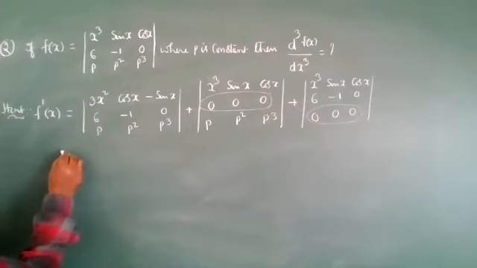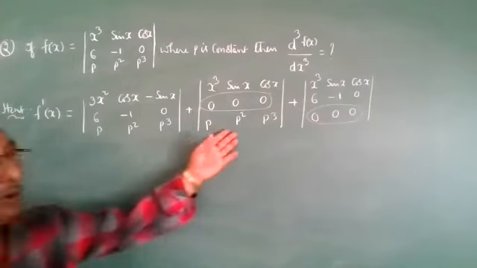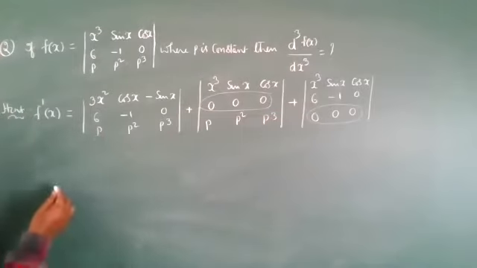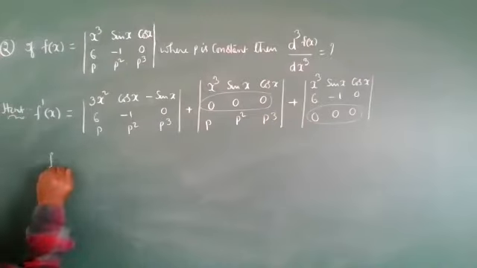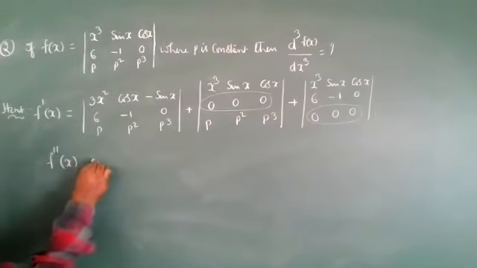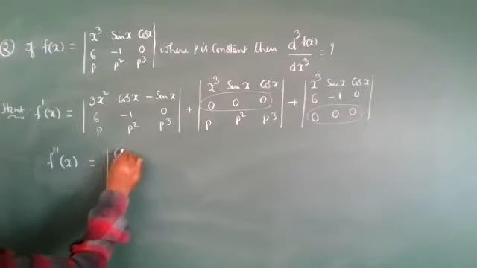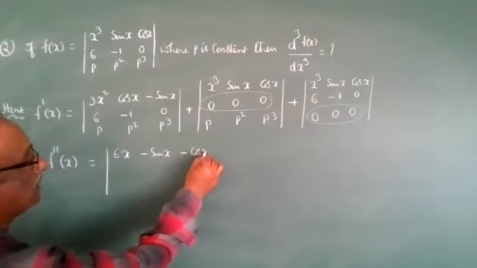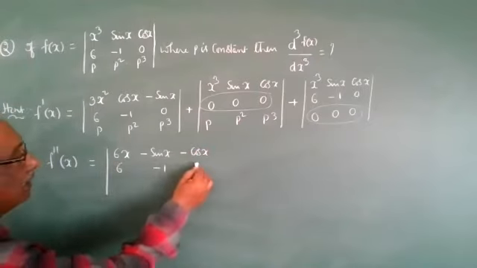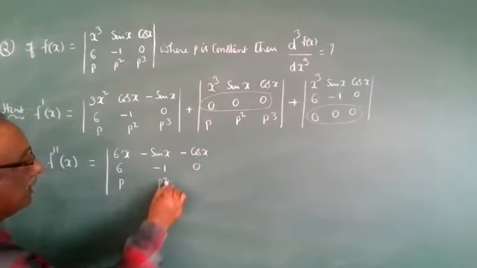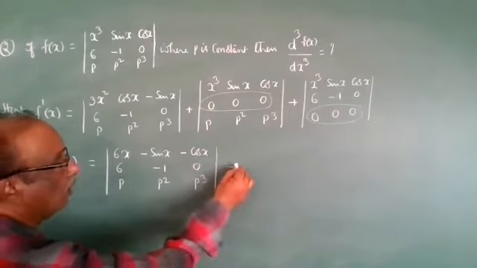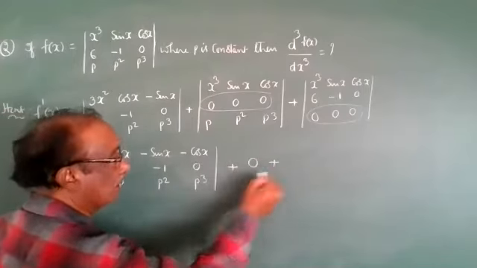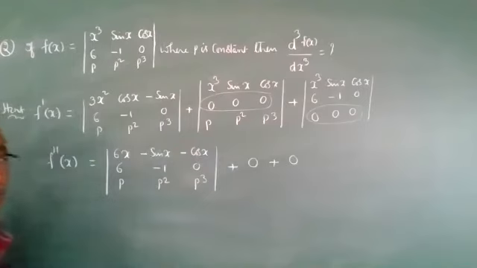The first time derivative is done. Now I am going to apply the second time derivative, f double dash of x. In the first row, 6x, minus sin x, and the derivative of minus sin x is the cos x. The second row is the same, the third row is the same. In the second row all elements are 0, so that value is 0. The third row all elements are 0, so that value is 0.